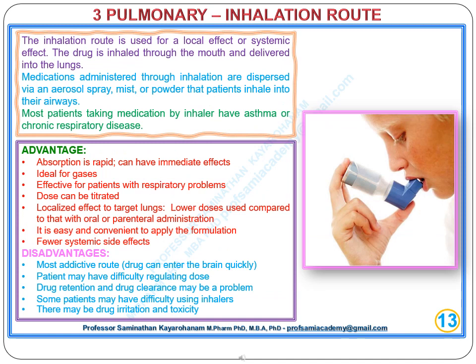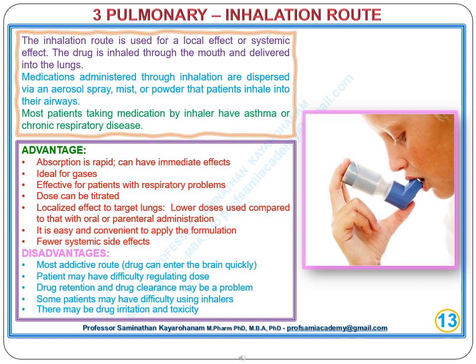Next slide. Type 3, pulmonary inhalation route. The inhalation route is used for a local effect or systemic effect. The drug is inhaled through the mouth and delivered into the lungs. Medications administered through inhalation are dispersed via an aerosol spray, mist, or powder that patients inhale into their airways. Most patients taking medication by inhaler have asthma or chronic respiratory disease.